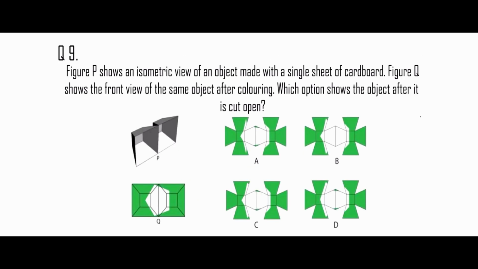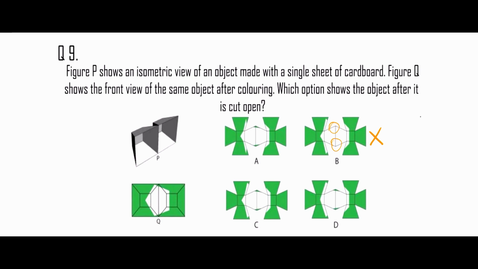Let's solve this question. We shall eliminate some of the options by looking at the non-colored portion that is present in Q. If you observe the middle portion of the Q, there is a coloration, small coloration like this. And if you observe option B, there is no such coloration in that particular part. So we can directly eliminate option B.